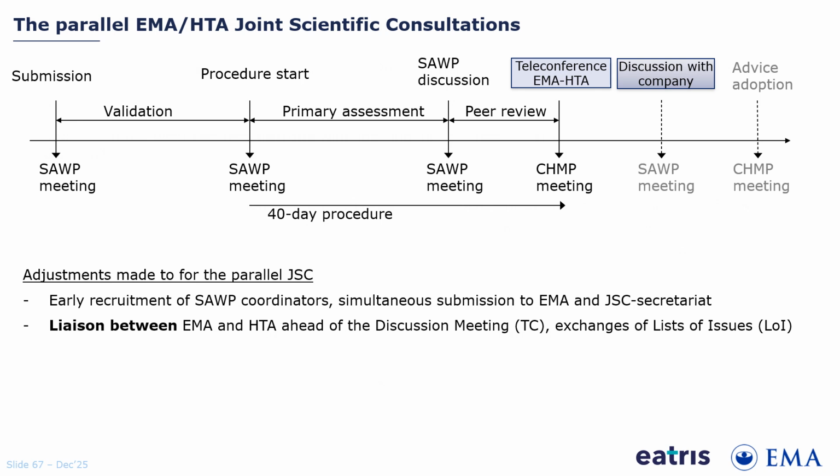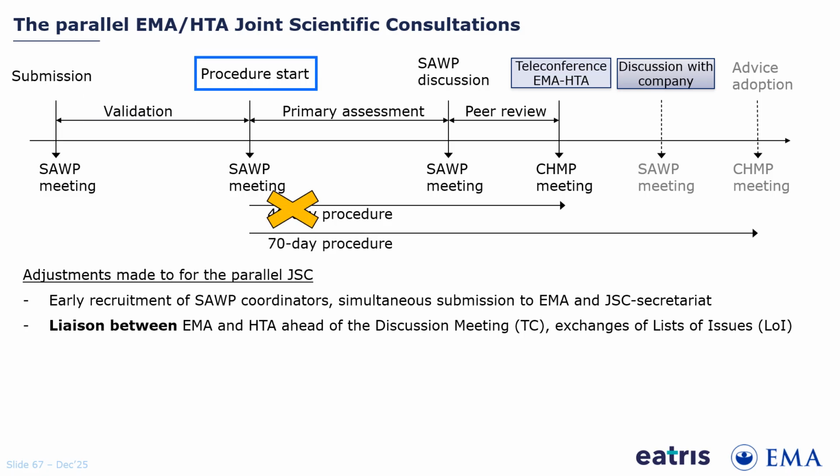This slide outlines the key steps in the parallel EMA-HTA joint scientific consultation procedure. The process begins with the submission of the briefing package, which is sent simultaneously to EMA and the JSC Secretariat. After a validation check, the package is confirmed as complete, and this marks the official start of the 70-day procedure.